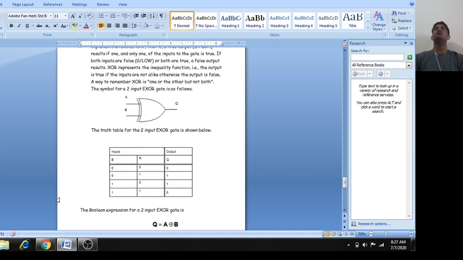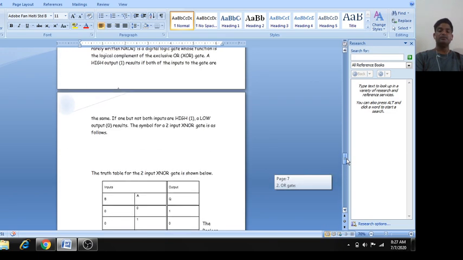In the case of more than 2 inputs, suppose the input is 1 0 1. What will be the output? 1 0 1 means two inputs are high, so the output will be 0. Suppose the inputs are 1 1 1, the output will be high. Why? Because there are an odd number of ones.